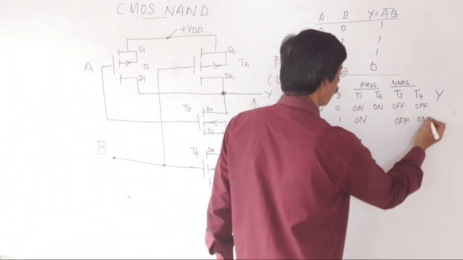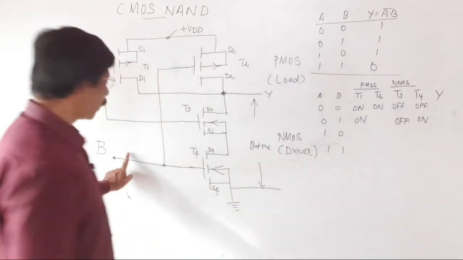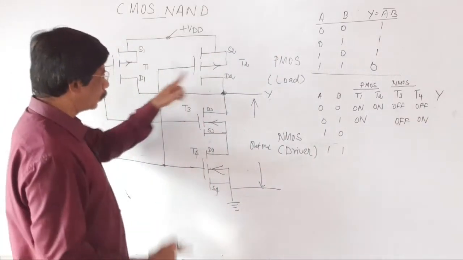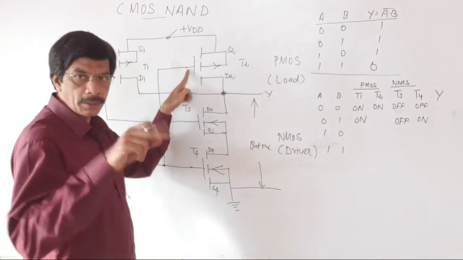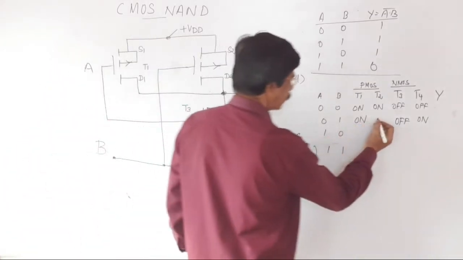The same 1 signal is given to T2. T2 is PMOS. When the input to the PMOS is 1, it is in the off condition.